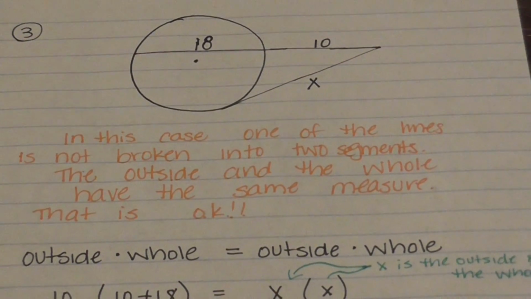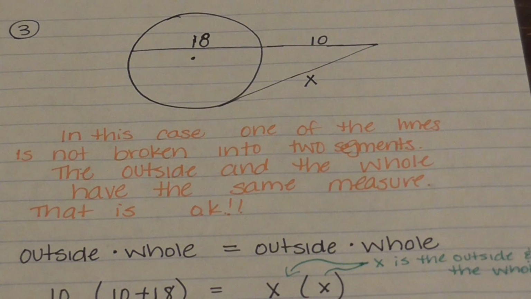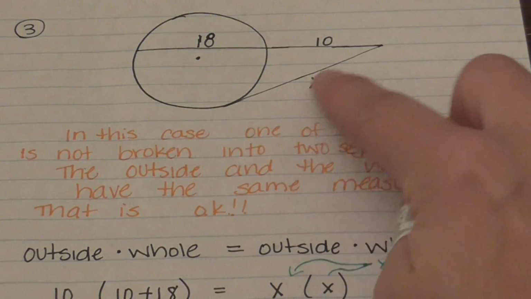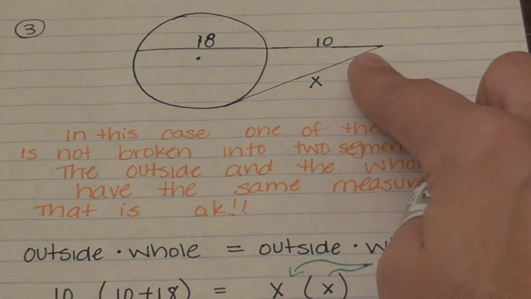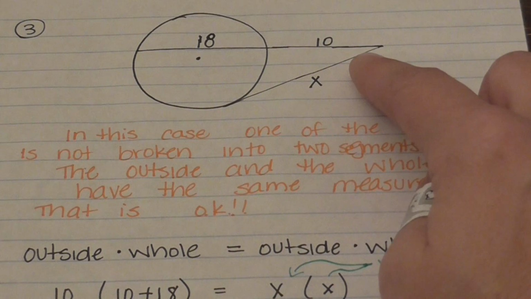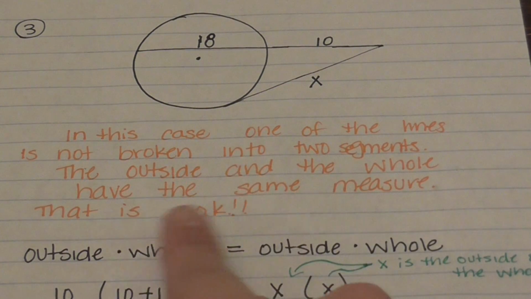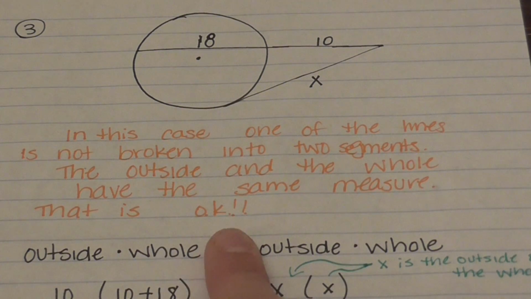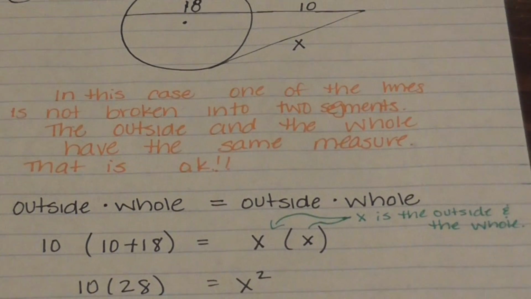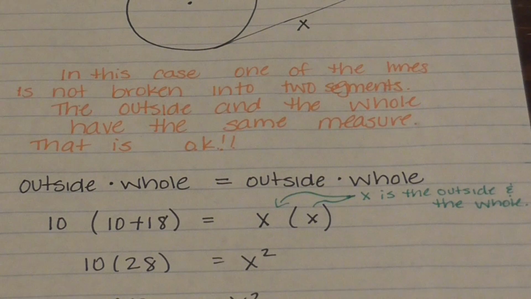In this one, I have a secant and a tangent. In this case, this x value out here represents the outside, but it also represents the whole line. So this is where the line's not broken into two segments. The outside and the whole have the same measure. That is perfectly okay. I'm still going to use outside times whole equals outside times whole.